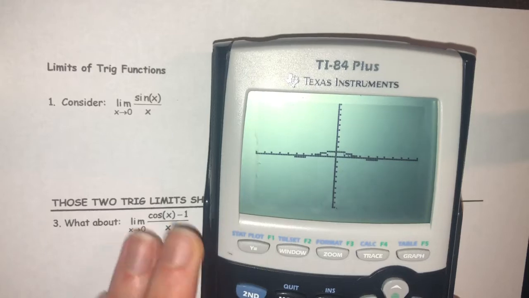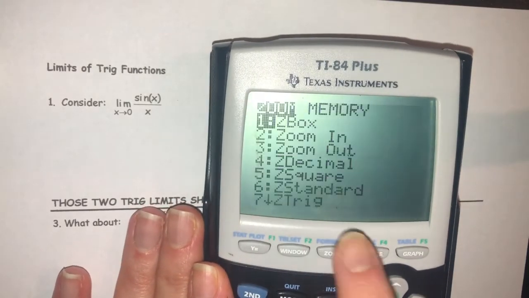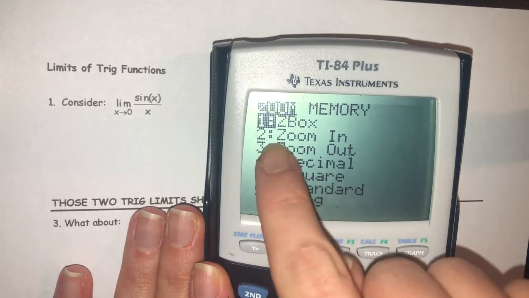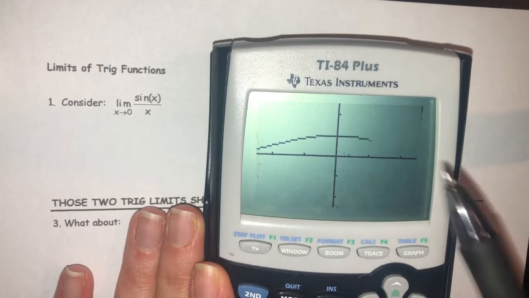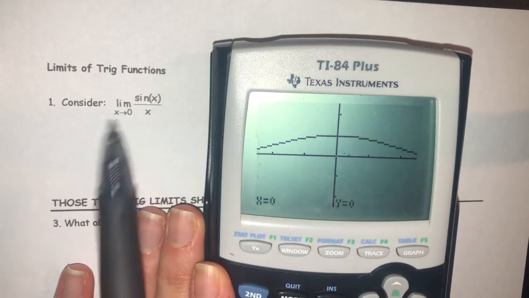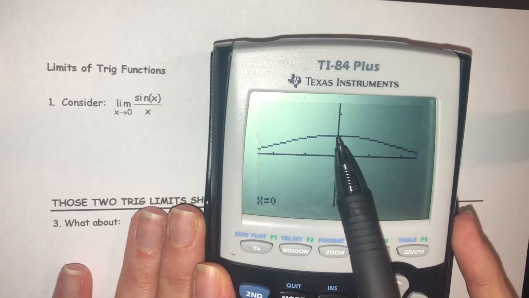Okay, it's all kind of squished in toward the x-axis. It's hard to see very well, so I'm going to press zoom, and then I'm going to press 2 to zoom it in and enter. And now I'm much closer. Okay, it looks like the limit as x approaches 0 should be up here at 1. What do you think? Doesn't it look like it's going towards 1?